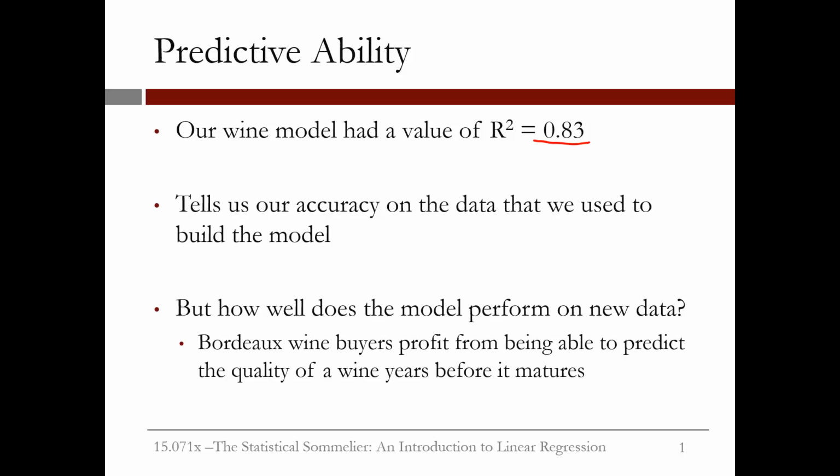Bordeaux wine buyers profit from being able to predict the quality of a wine years before it matures. They know the values of the independent variables, age and weather, but don't know the price of the wine. So it's important to build a model that does well at predicting data it's never seen before. The data used to build the model is often called the training data, and the new data is often called the test data. The accuracy of the model on the test data is often referred to as out-of-sample accuracy.